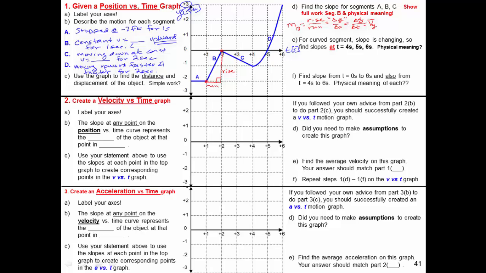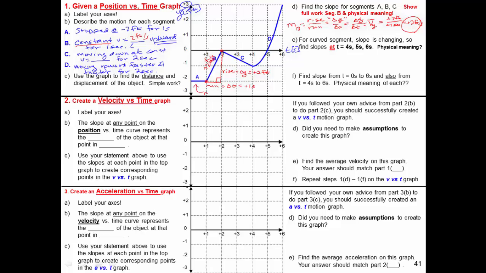So let's go ahead and plug in our numbers here. Our rise, which is delta y, is plus 2 feet. We moved up 2 feet. And the run, which is delta t, is plus 1 second. Let's plug that in. Positive 2 feet per second. That's my velocity during that time interval for that segment. From seconds 1 to 2, we have a slope of positive 2 meters per second. It's a constant velocity. The other ones I'll use a shorter notation.